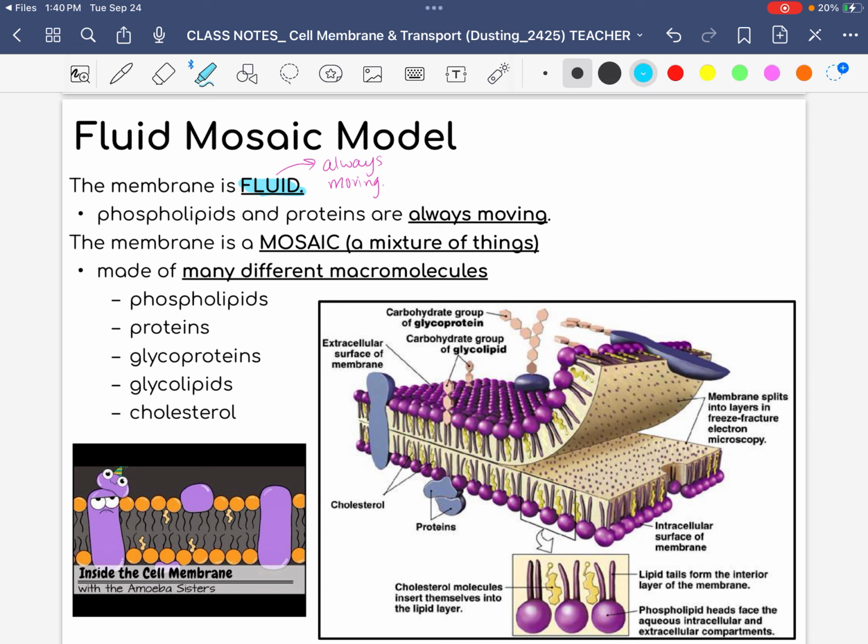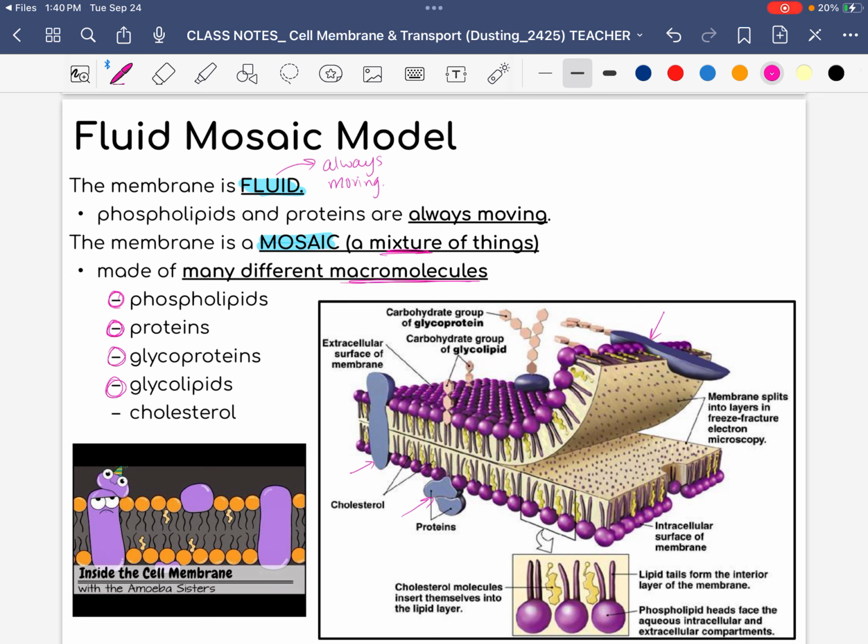And the word mosaic means that it's a mixture of things. You can see here, we've said that already, right? It's a mixture of things. And so it's made of many different types of macromolecules. Some of those macromolecules include phospholipids, obviously. There's proteins that are stuck into the cell membrane, or that are on just the surface of the cell membrane.